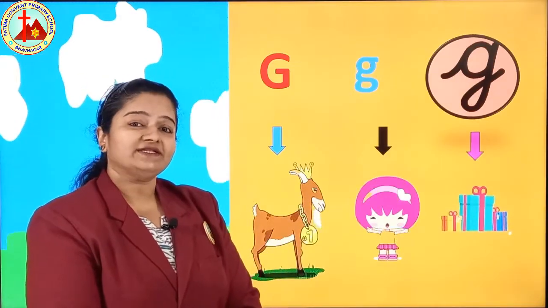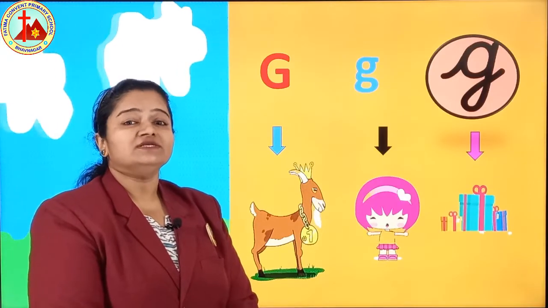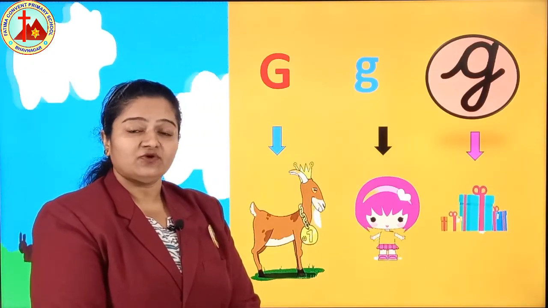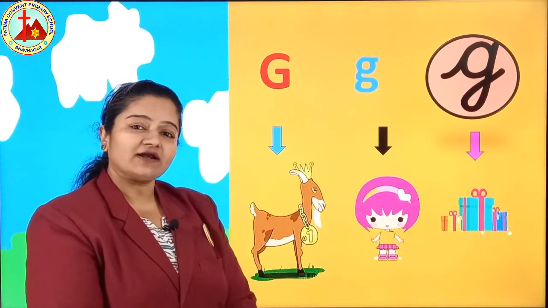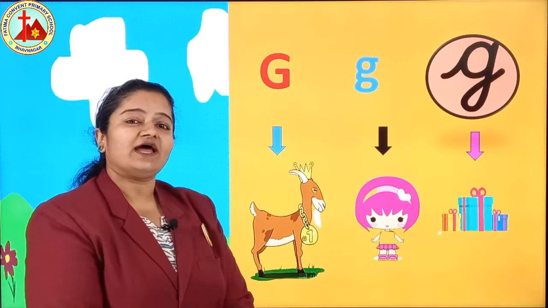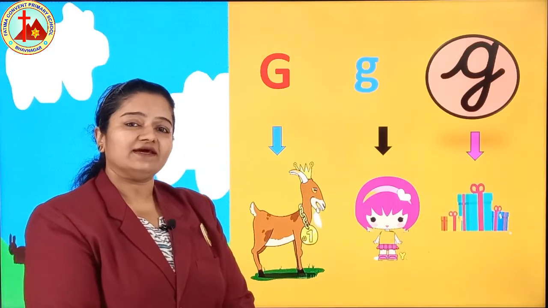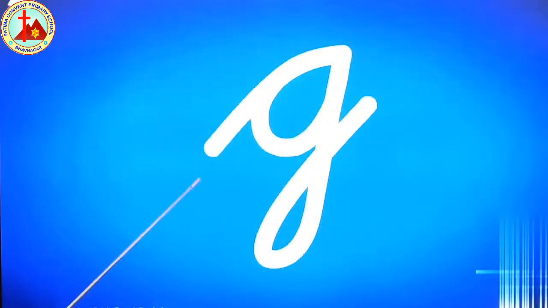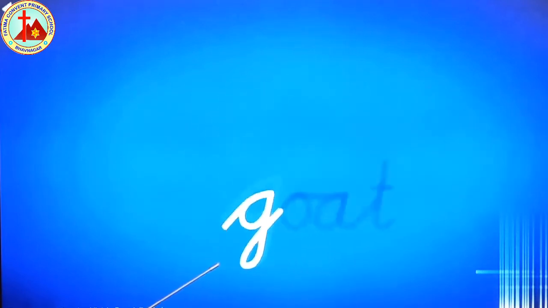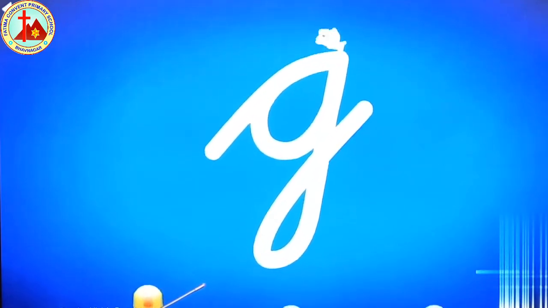Now, how to write g? You have to see the video carefully. You have to see the formation. And you know, g comes in which category? G comes in the clock climber category because it looks like a clock. Now, let's see the video. This is a cursive g. G says goat. Now how to write g?